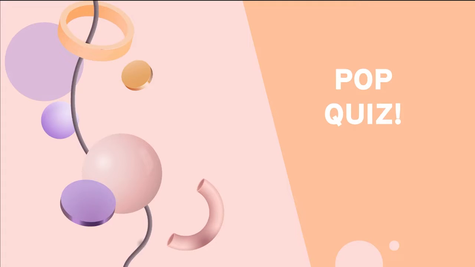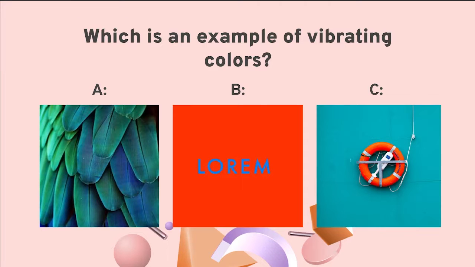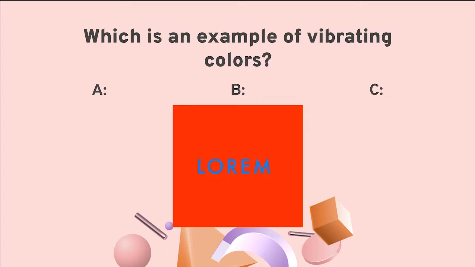Pop quiz, are you ready? What is an example of vibrating colors? I will give you a few seconds to answer. Alright, time's up. Did you choose B? If so, congratulations! Because the color red and blue are clashing so violently that they feel like they're both moving, trying to get away from each other, that is an example of vibrating colors.